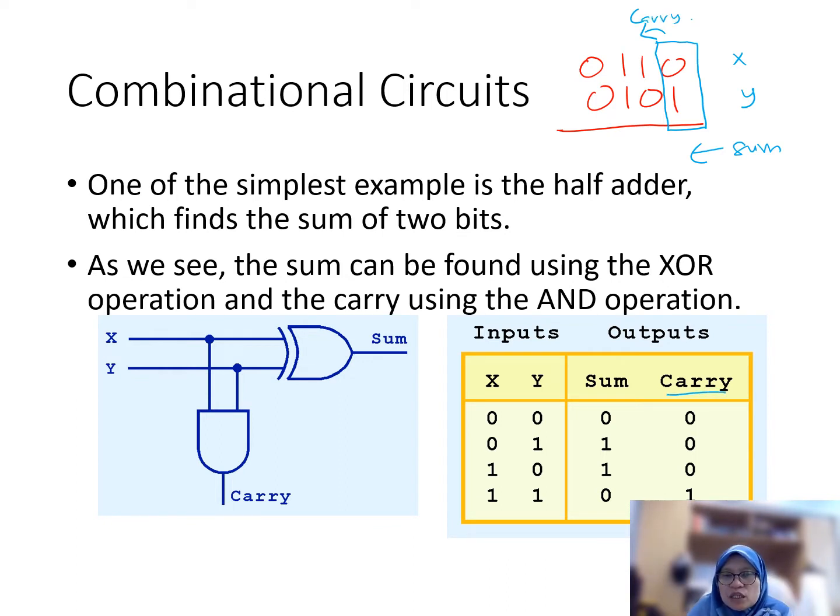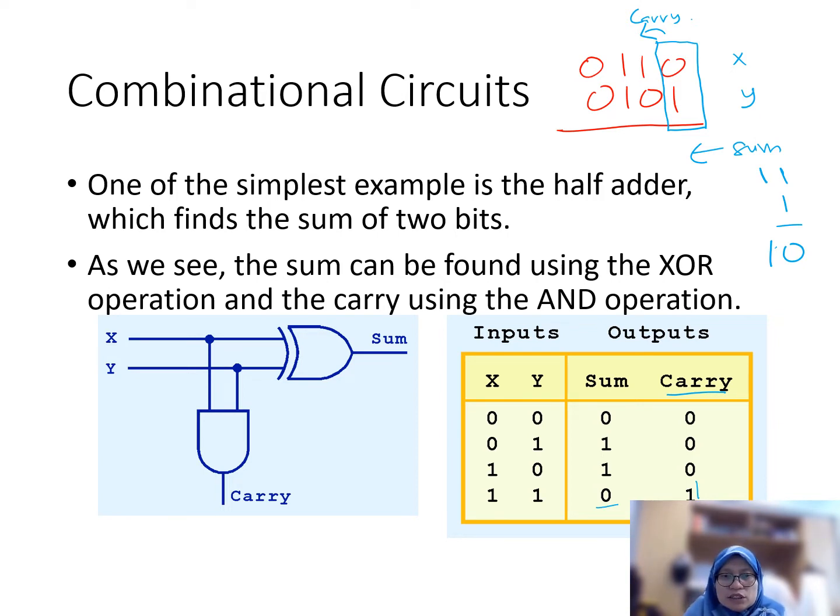The truth table would be applied based on the operation of the adder. So 0 plus 0 is 0, carry 0. 0 plus 1 is 1, sum is 1, and carry is 0. Then 1 plus 0 is 1, carry is 0. And then 1 plus 1 is basically 0, and carry out 1. That's why the sum is 0 and the carry is 1.